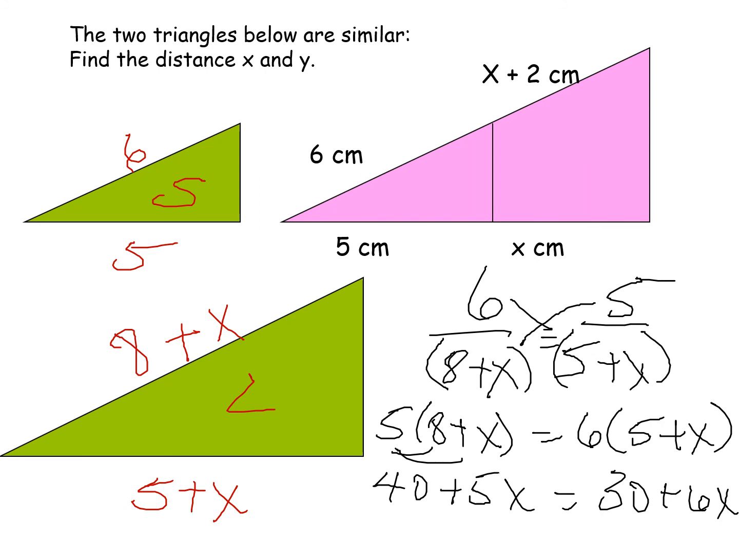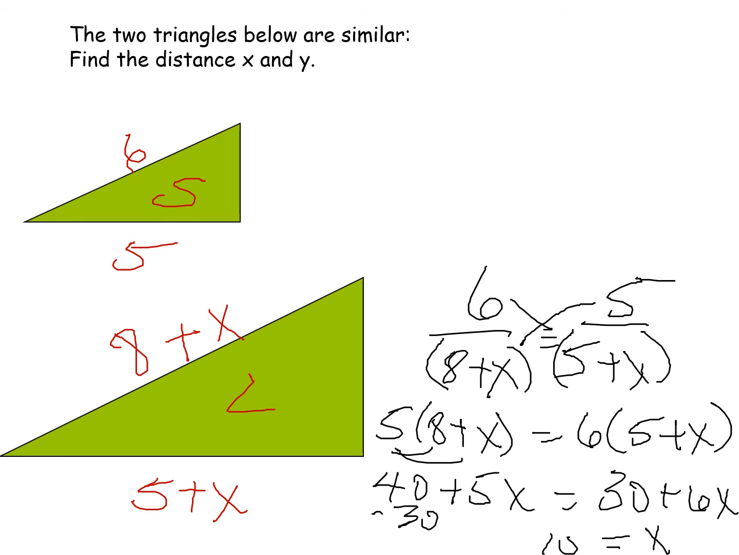Get your x's together first. Minus 5x, minus 5x. That's going to leave you 1x over here. And then move your 30, minus 30, equal to 10. So x is 10 in this case. I had a y at one time on there, but I took it off. We just don't worry about that.